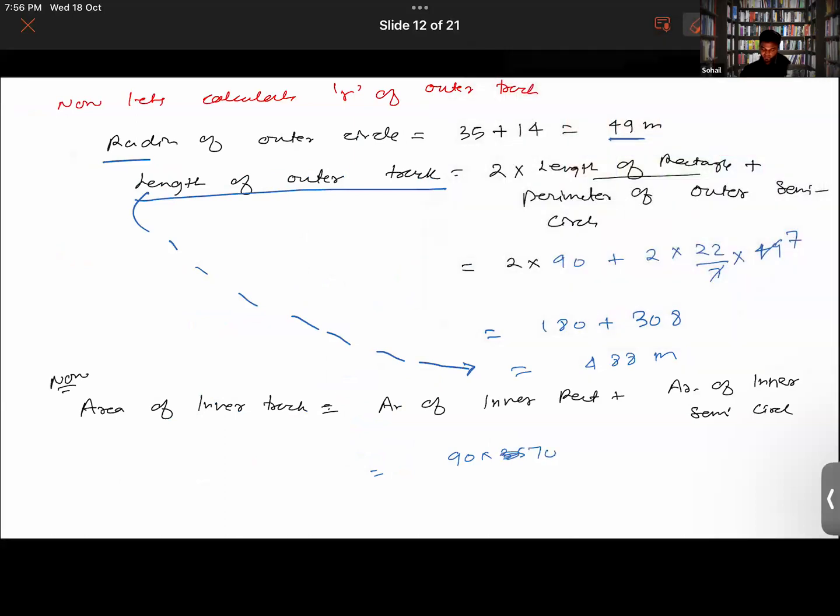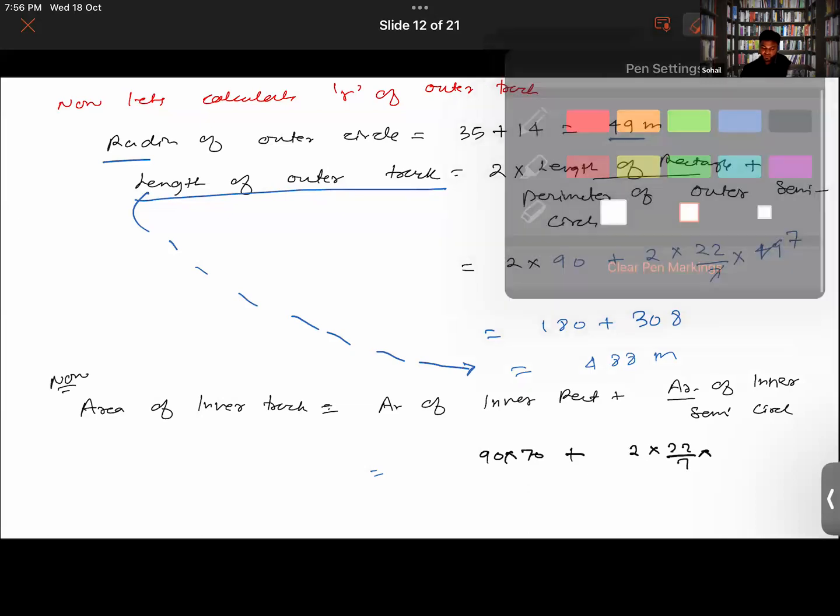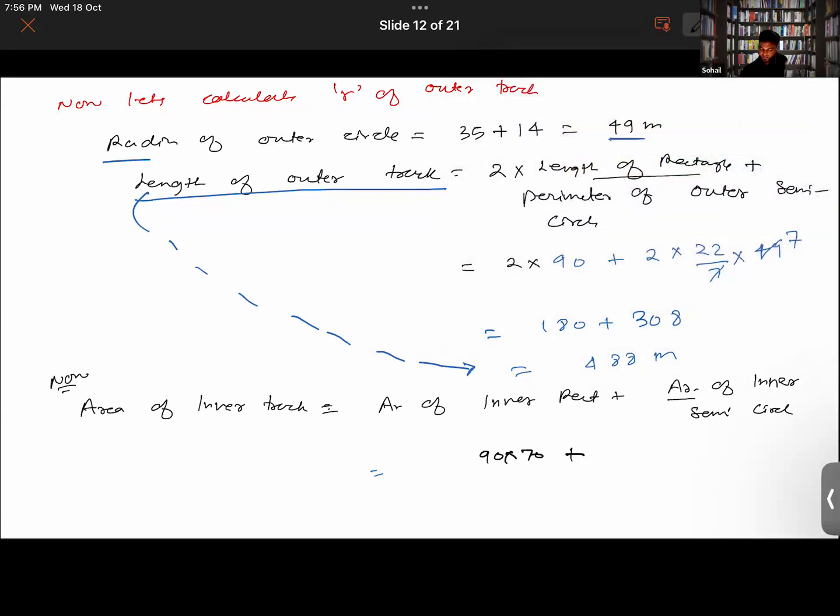Let me erase that. That will be 90 into 70 plus the area of the two inner semicircles. That is pi r squared, 22 upon 7, and then the radius is again 35 squared. हम यहाँ पे area की बात कर रहे हैं. So it has to be pi r squared now, pi r square की हम बात करेंगे, not the perimeter. So it is 22 upon 7 into 35 squared. After the calculation, you should be getting your answer. So that has to be 6300, and 5 times gets cancelled. So 175 into 22. That gives you how much?